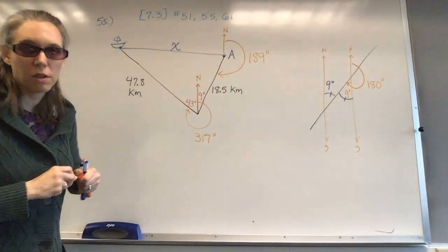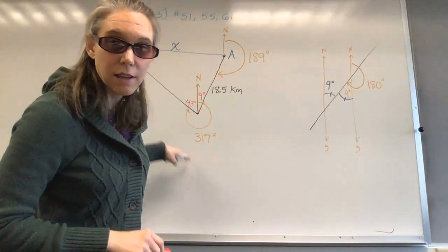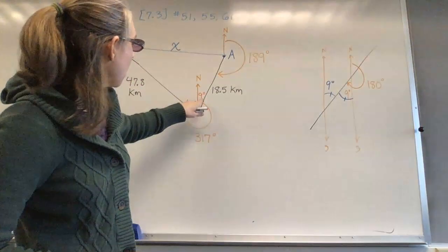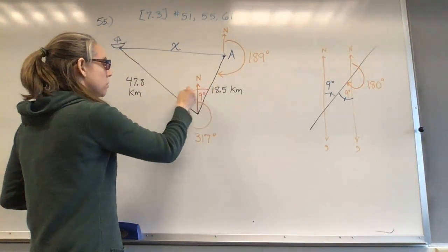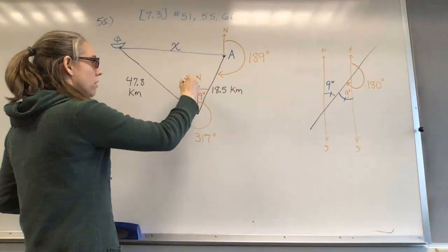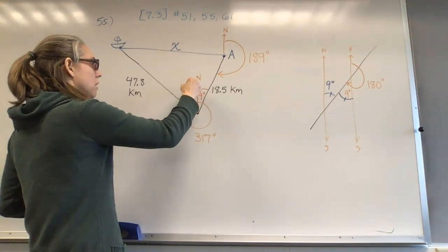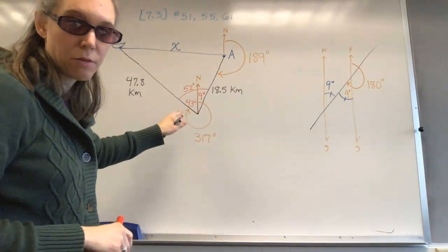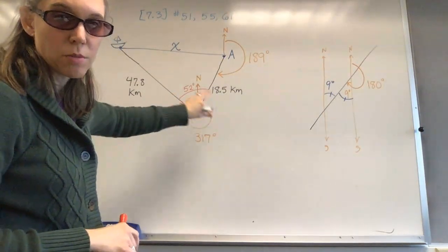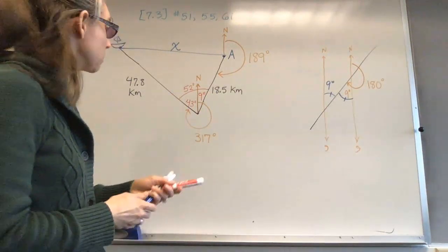So 43 degrees is left in that circle. So now you have an angle here, and the sum of these two angles means that this angle that you have is 52 degrees. So you have a 9-degree angle and a 43-degree angle, which make a 52-degree angle.